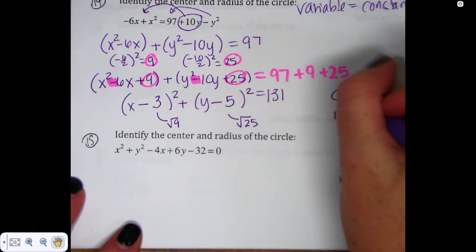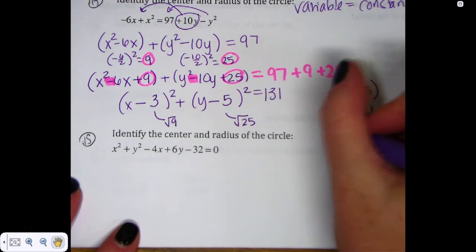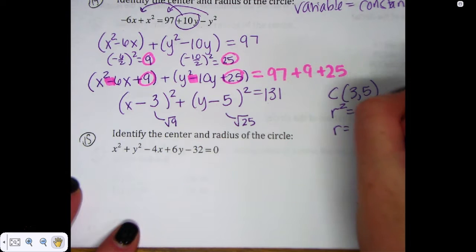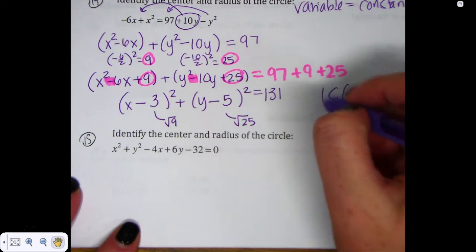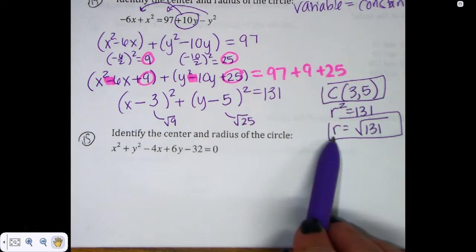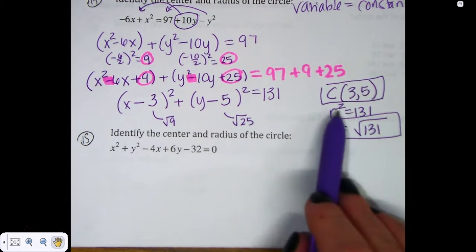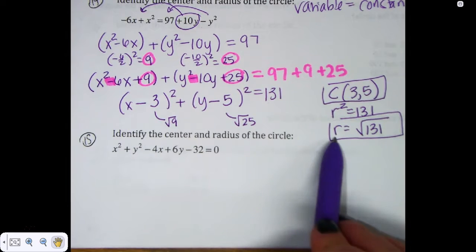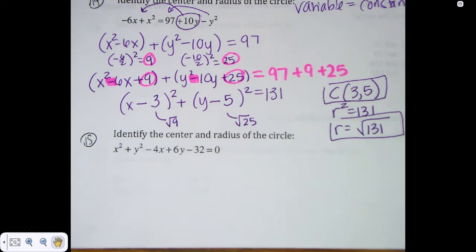And my radius, well, r squared is 131. So r is the square root of 131. So there's my center, there's my radius. Notice my r is by itself. It's not squared anymore. When you undo something squared, you take the square root of it. So r is the square root of 131.